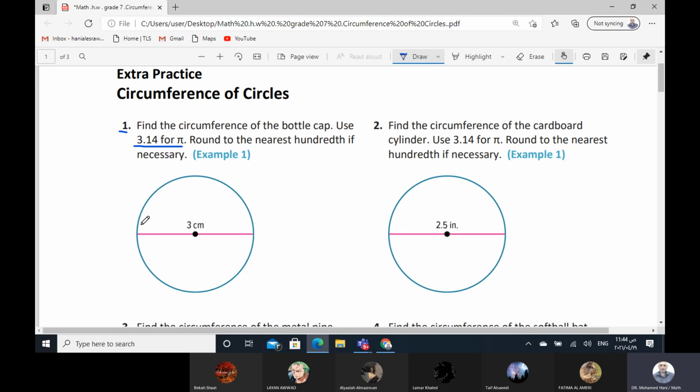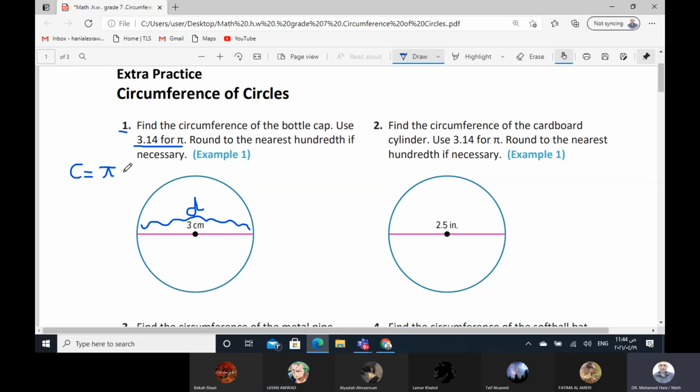The information here, we have the diameter, d equal 3 centimeter, and we know the pi. So what do I do to find the circumference? Who can tell me? Mister, we're gonna multiply 3 by 3.14. Start from the formula. Who can tell me the formula? C equal pi times d.